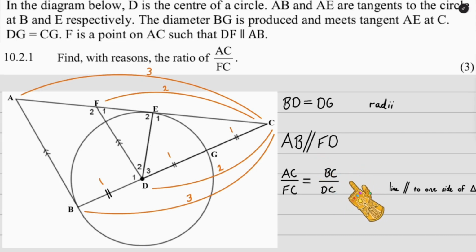And then next to this, we can just hit a equals 3/2. And your 3 marks will come from stating the correct equal radii, this statement of making the ratios equal, and your reason for making the ratios equal, line parallel to one side of triangle.